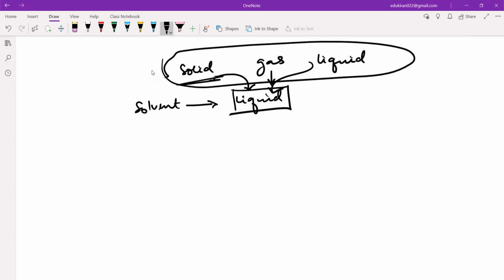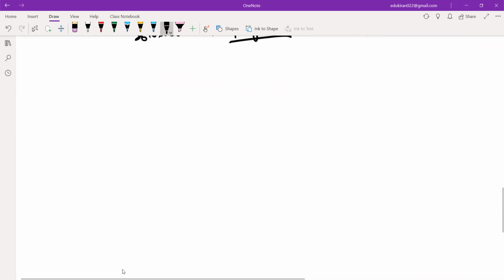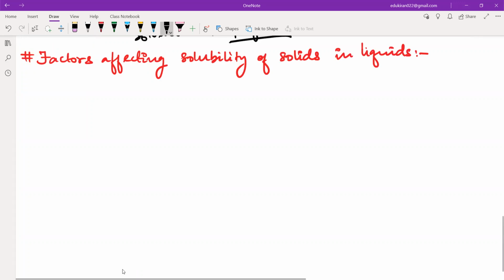First of all, we'll start with solid and liquid, the factors affecting solid and liquid. Please write with me the heading: Factors affecting solubility of solids in liquid.